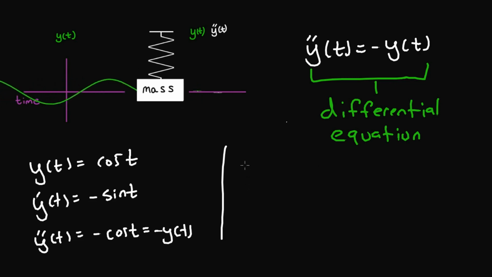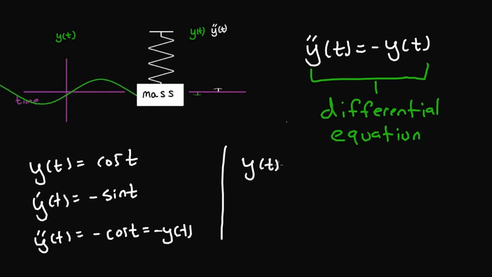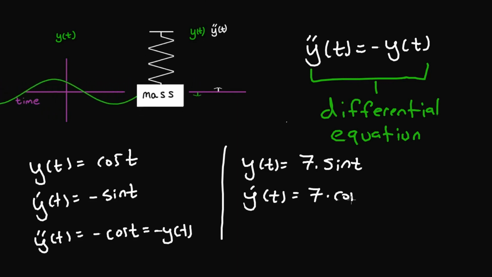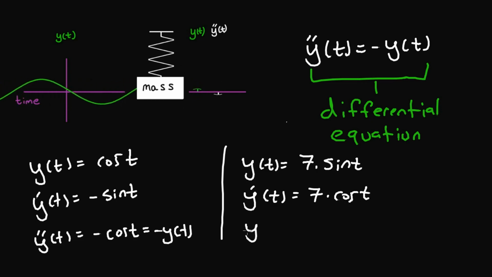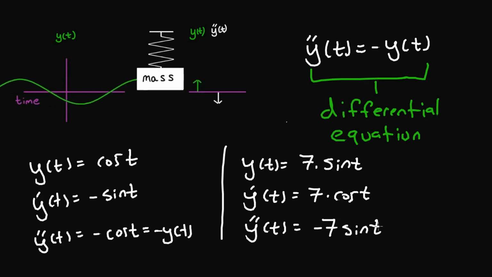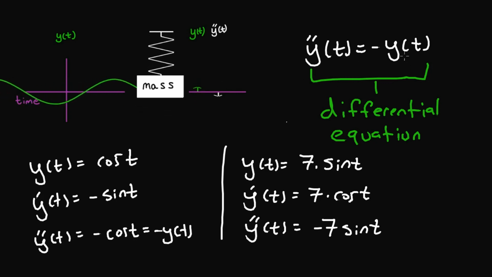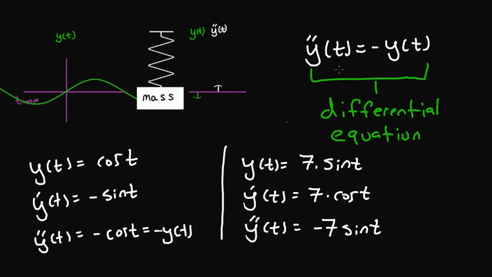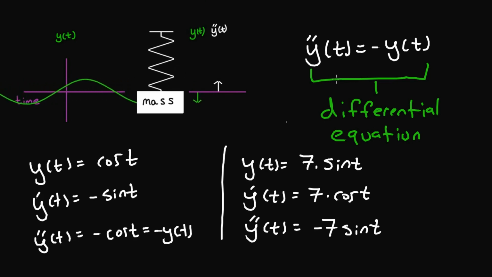But there are also other solutions. For example, y of t is equal to 7 times sine t. And let's compute again. So we have y prime of t is equal to 7 times cosine t, and then y double prime of t is equal to negative 7 sine t. So again, just knowing the differential equation isn't enough to specify the solution. We need more information, something called an initial condition or a boundary condition, and I'll show you what I mean.